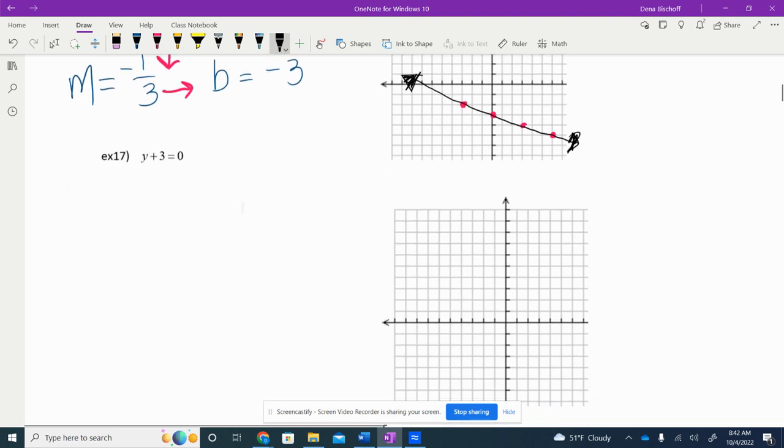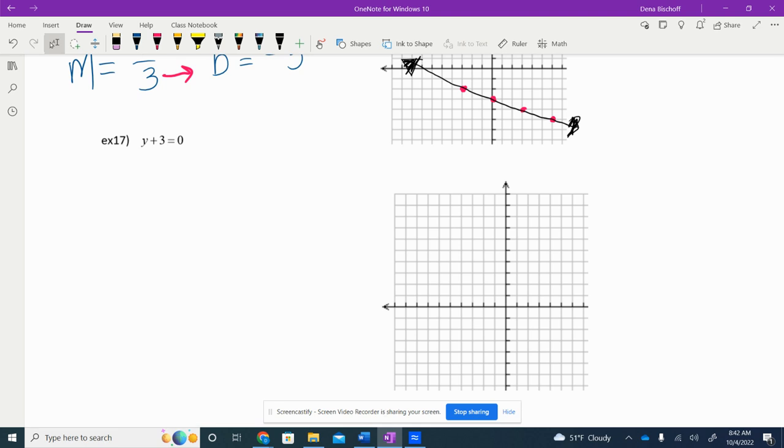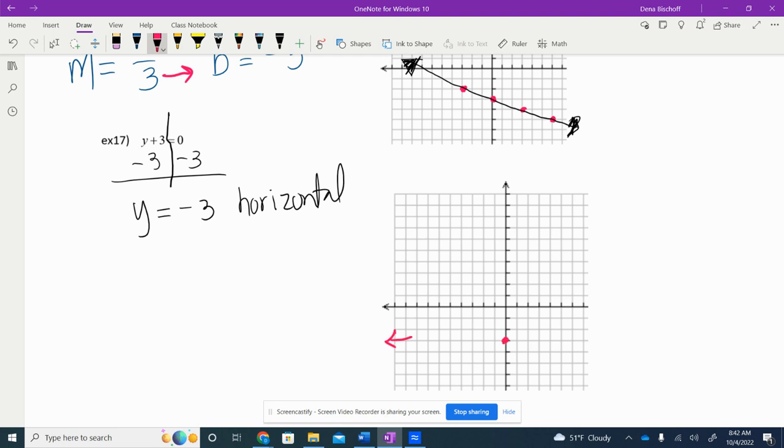Number 17. How am I going to solve for y? What do I need to do? Subtract 3 from both sides. Y equals -3. Remember, we know that this is a horizontal line. So I'm going to go to -3 on my y-axis, which is where I begin. Then I'm just going to draw a line all the way through. There's no x in that equation because it doesn't matter what I let x equal, y is always -3.